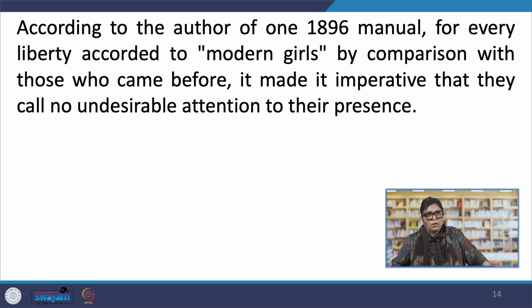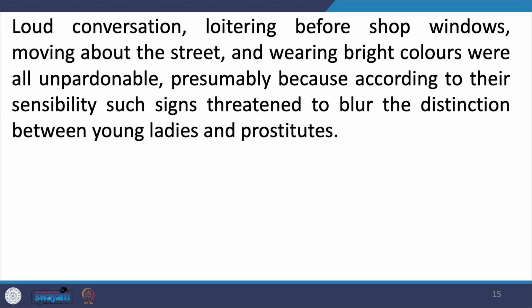According to the author of one 1896 manual, for every liberty accorded to modern girls by comparison with those who came before, it made it imperative that they call no undesirable attention to their presence. Loud conversation, loitering before shop windows, moving about the street, and wearing bright colors were all unpardonable, presumably because, according to their sensibility, such signs threatened to blur the distinction between young ladies and prostitutes.